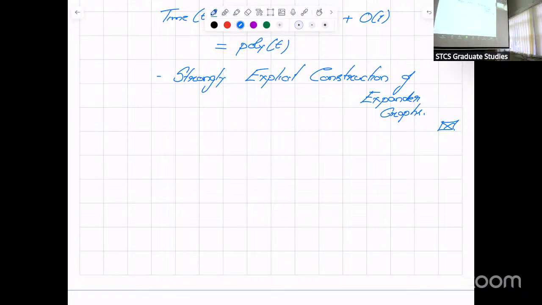So I'm going to introduce the multiplicative weight update method.